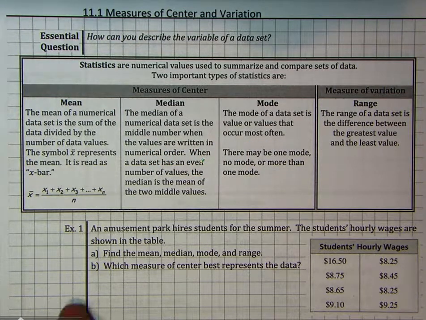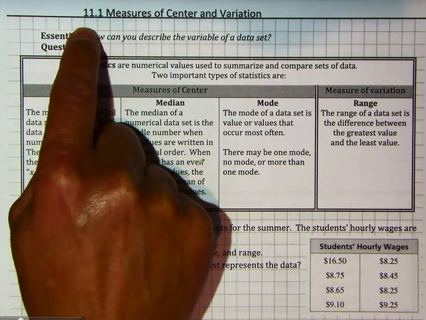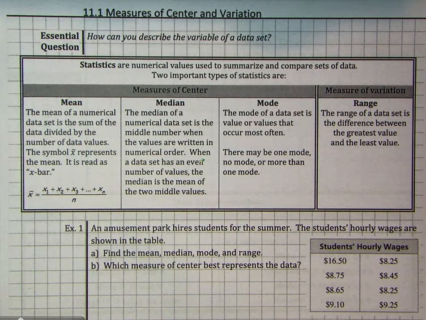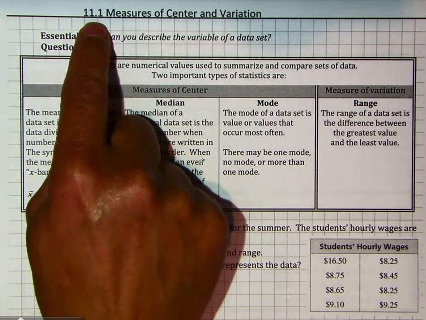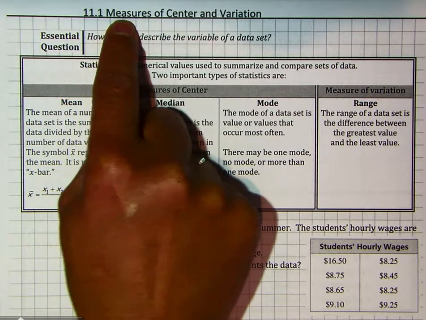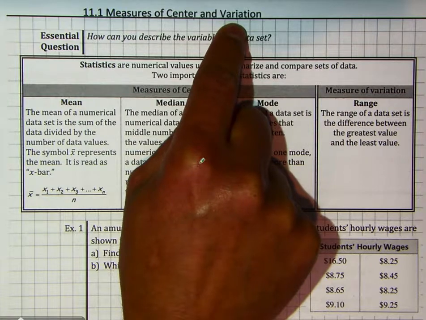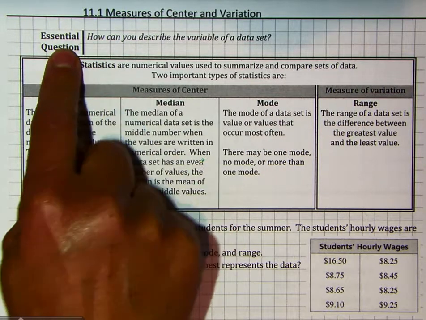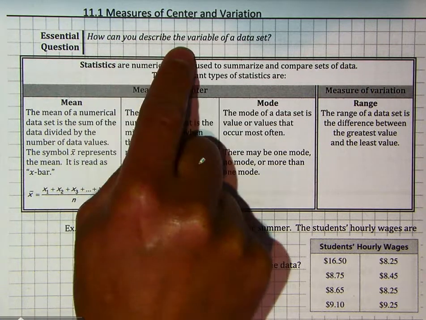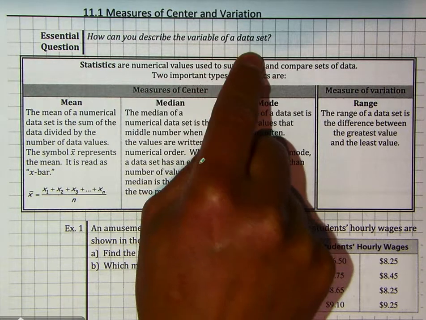Today we are going to cover section 11.1. So we're going over to chapter 11, which covers statistics. In 11.1, we're going to cover the measures of center and the measures of variation. So take the time to write down your essential question. How can you describe the variable of a data set?